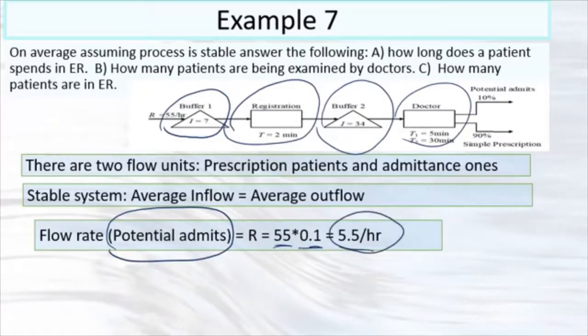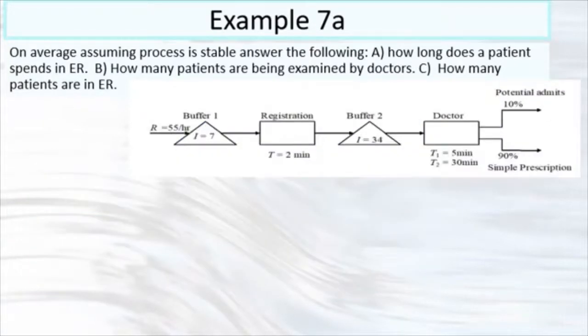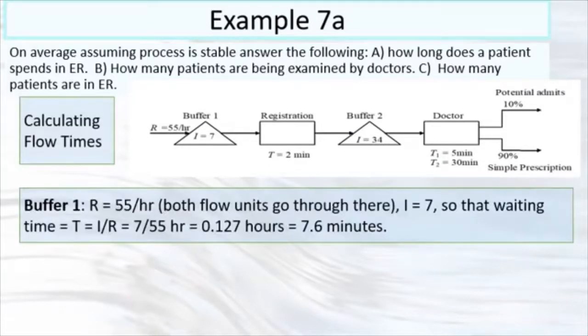So again, we are going to have a flow rate for potential admits and a flow rate for prescription. The flow rate for prescription is 55 times 0.9, and we're going to get 49.5. So we have two different flow rates, one for the potential admits and one for the prescription. Now we're basically going to be looking at all the different stages, and we're going to calculate the time for each stage. So we start with buffer 1.